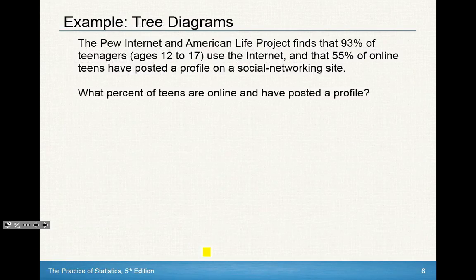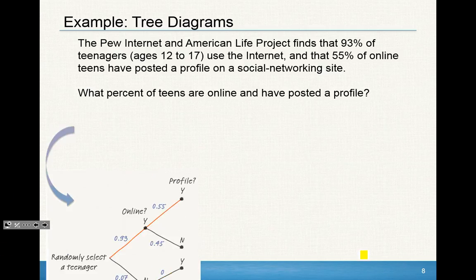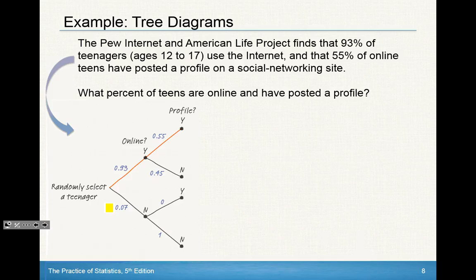The Pew Internet and American Life Project finds that 93% of teenagers ages 12 to 17 use the internet, and that 55% of online teens have posted a profile on a social networking site. What percent of teens are online and have posted a profile? So again, they're going to do a tree diagram for this for us. Hopefully all these numbers make sense to you.